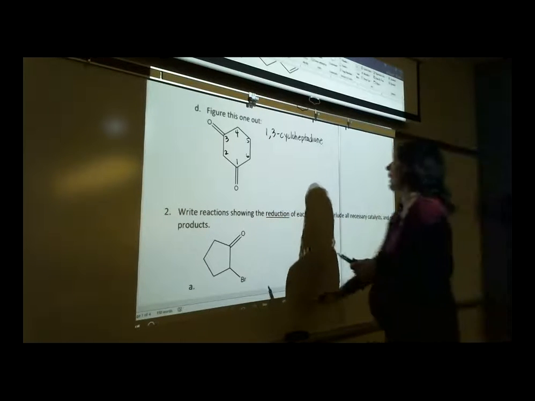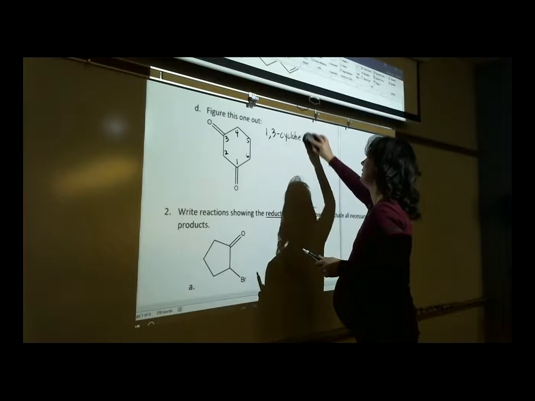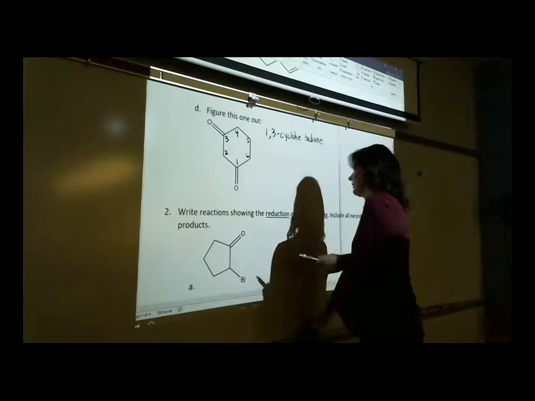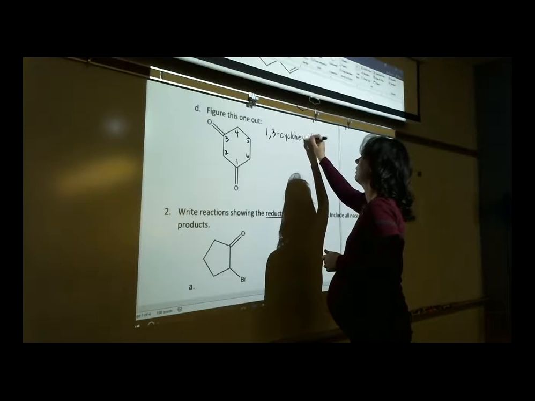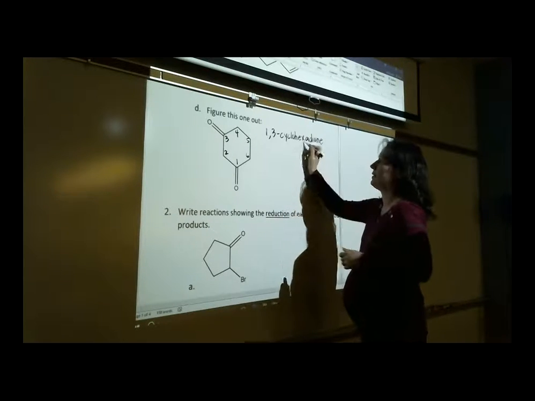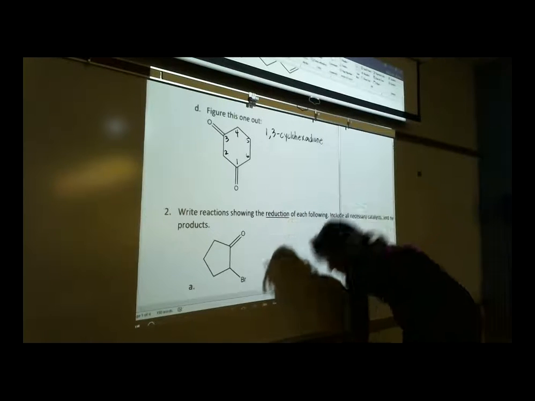Oh, hep. I said hep. It's not a 7-membered ring. It's a hexa. Hexadione. I don't know what I was thinking. Hexa. That's a 6-membered ring, not a 7-membered ring.